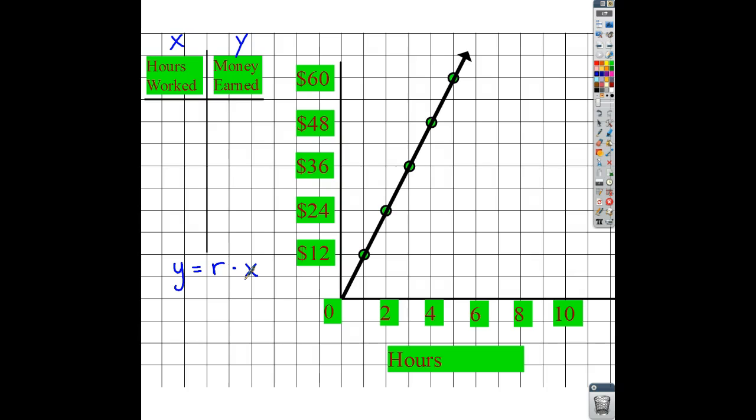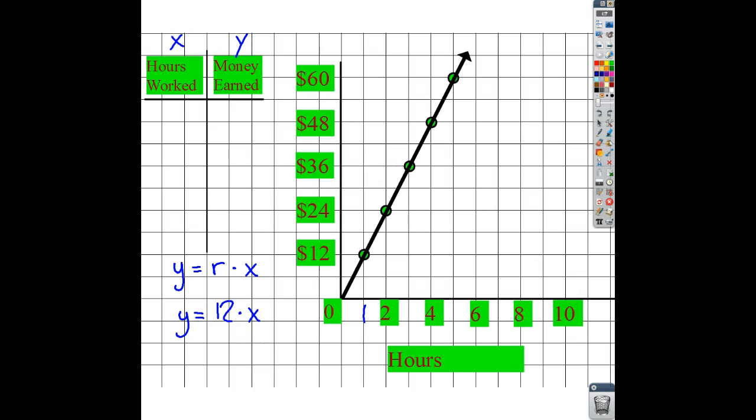So hopefully you found that the unit rate is 12. I know it's not written there, but it's $12 per hour. So I'm going to get Y is equal to 12 times X. That's it. Let's try another one.